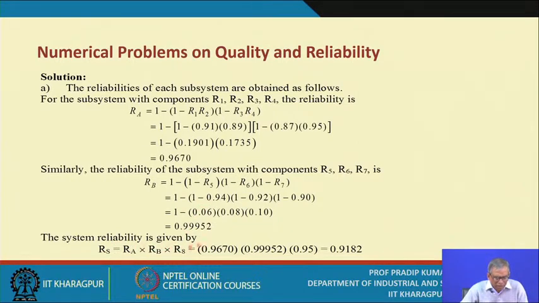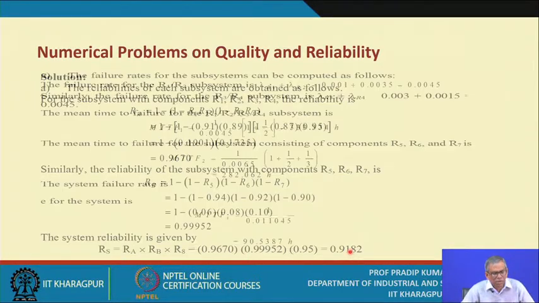So the system reliability is given by this one. That means RA, RB and R8. The 8th component is in series with RB and in series with RA, and within system B you have another structure. R8, this particular component, exists separately. So you have this expression for the system's reliability.